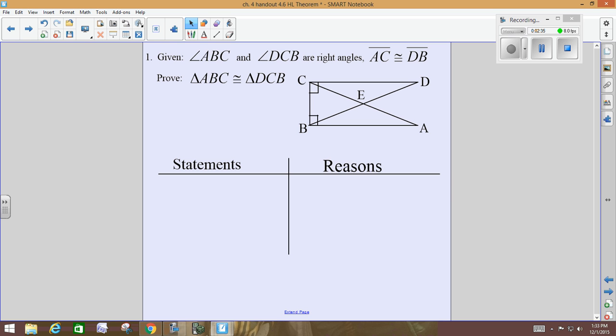So, given angle ABC and angle DCB are right angles, and AC is congruent to DB, we want to prove that the two triangles are congruent. What's your first step in a proof? The given. Good. Copy your given down.